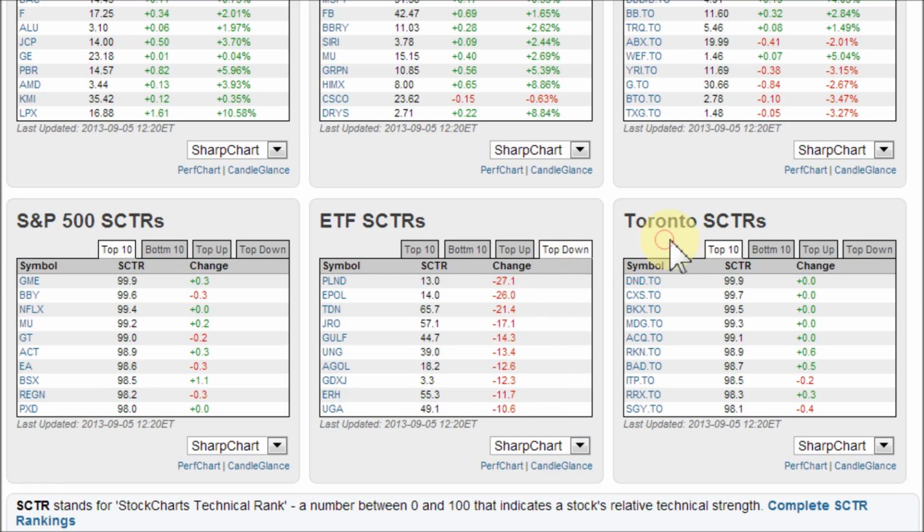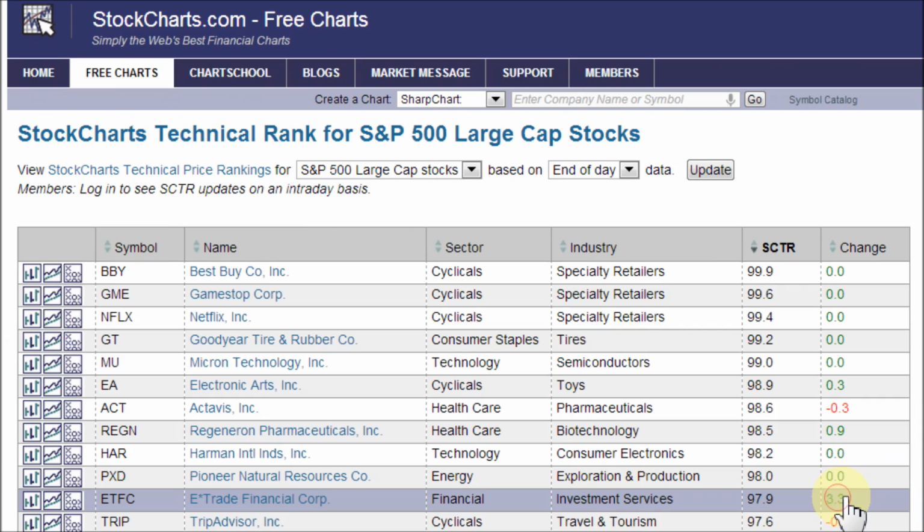You also have all of the stocks for the scooters on the Toronto exchange. So these are the top 10 stocks trading on the Toronto exchange. And if you would like to see a list of all 500 stocks listed on the S&P 500 in the order of scooter rankings from top to bottom, right here at the bottom right corner, click on Complete Scooter Ranking.